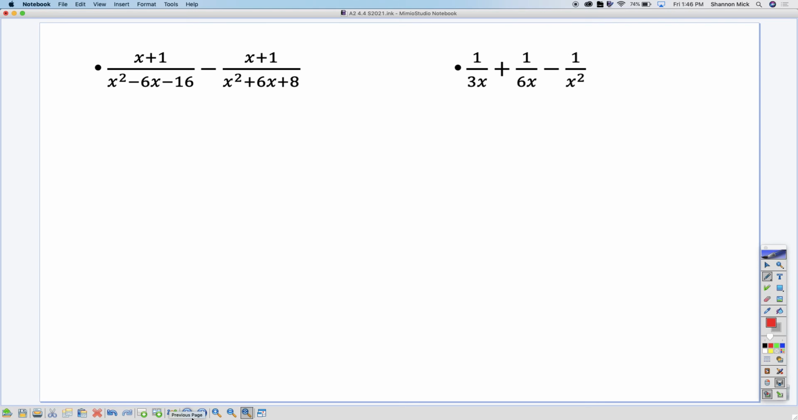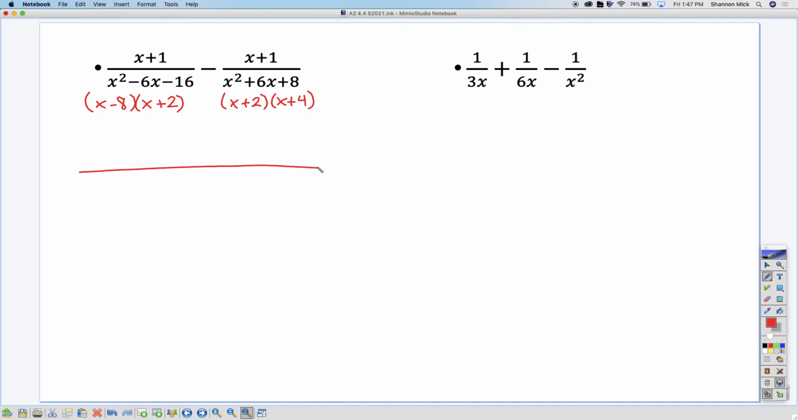I'm doing 8. So I have x minus 8, x plus 2. Factors of 8 that add to 6. 4 and 2. Now, do they have to have any common factors? It'd be nice, but if they don't have any common factors, we're going to have some fun multiplying, right?